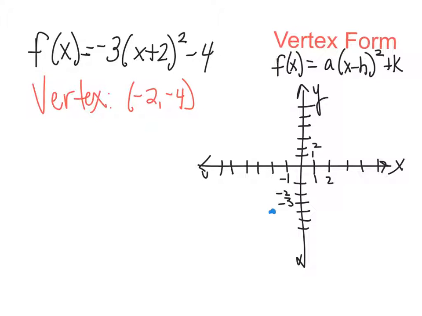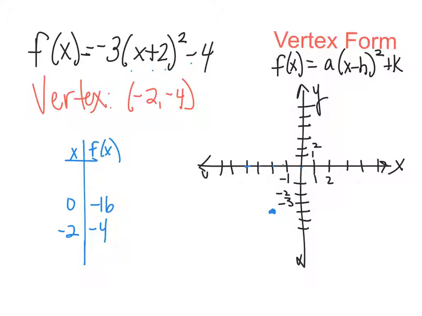So let's plug in 0. If I plug in 0 here, negative 2, negative 4 is my vertex. Okay, so 0 is going to be 0 plus 2. That's 2 squared. That gives me 4. 4 times negative 3 is negative 12. Negative 12 minus 4 is negative 16. So if I plug in, that's 0, negative 16.